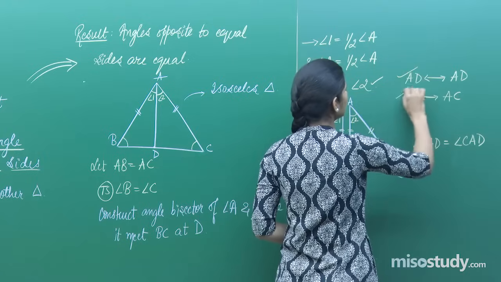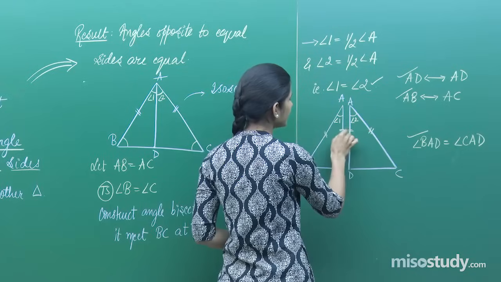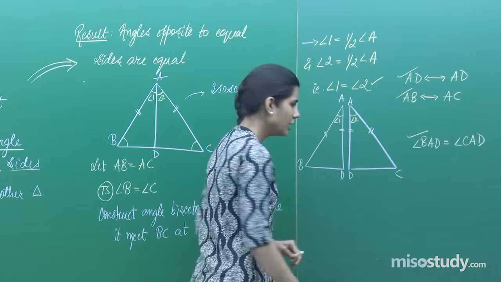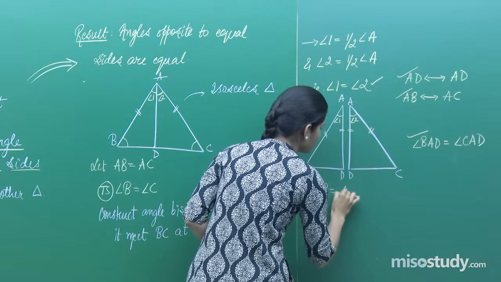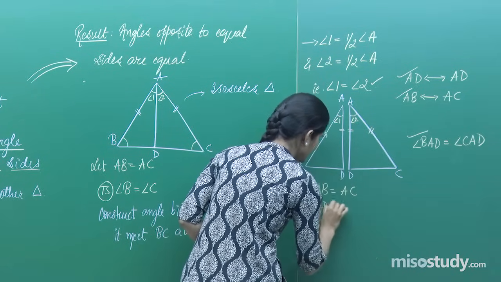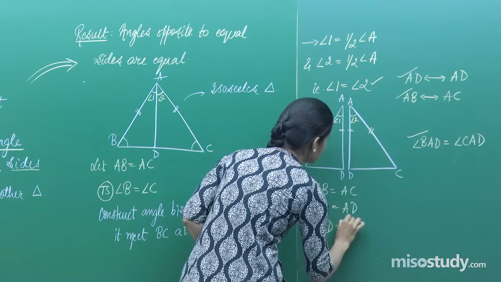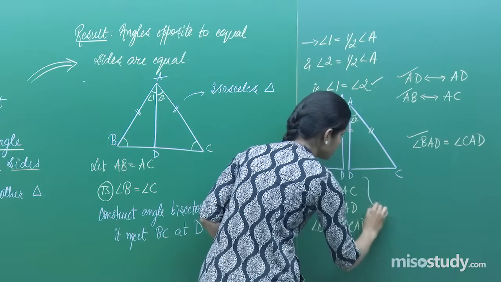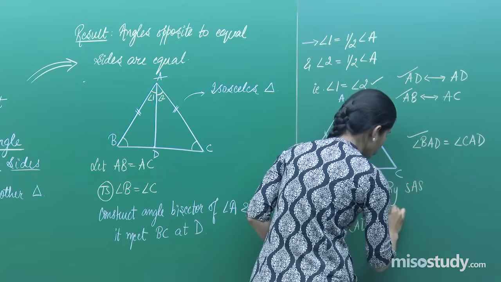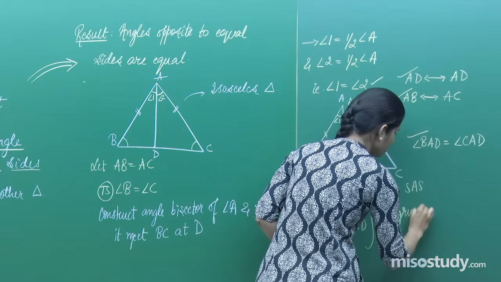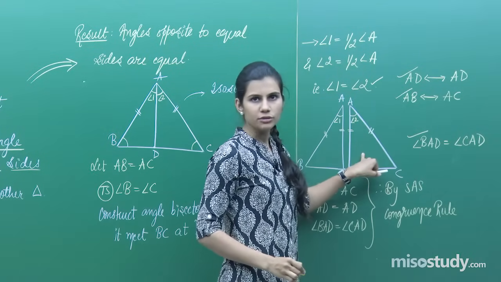So if this is true, I know this side is equal to this side, and the included angles are the same. So by SAS congruence rule, I'll say AB is equal to AC, AD is equal to AD, angle BAD is equal to angle CAD. Therefore, by SAS congruence rule, this triangle is congruent to this triangle.